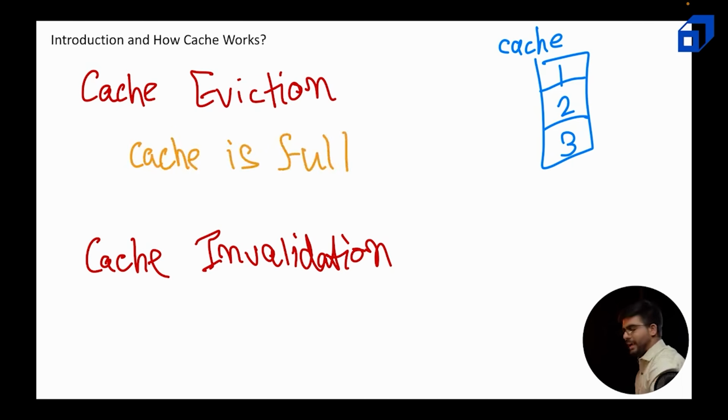This obviously happens when the cache is full. In order to get rid of some data point from the cache, there are different cache eviction policies which we are going to discuss in this video in detail. Now coming to the cache invalidation.